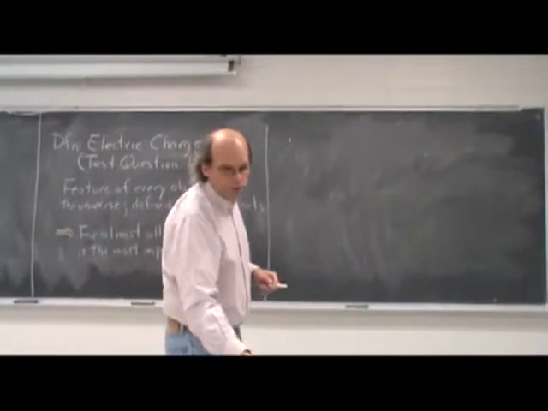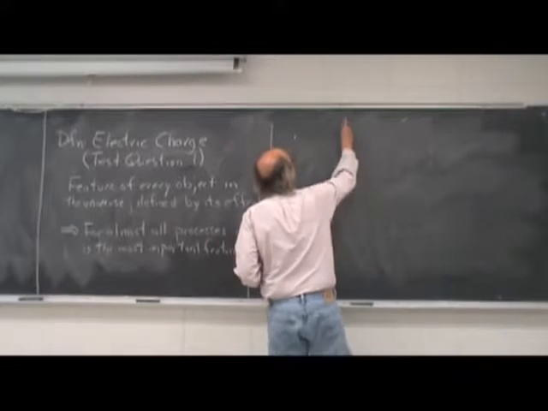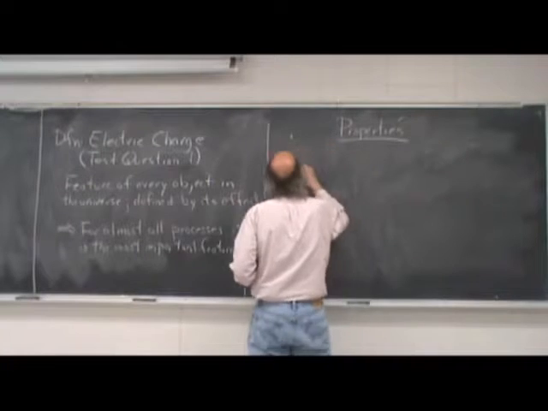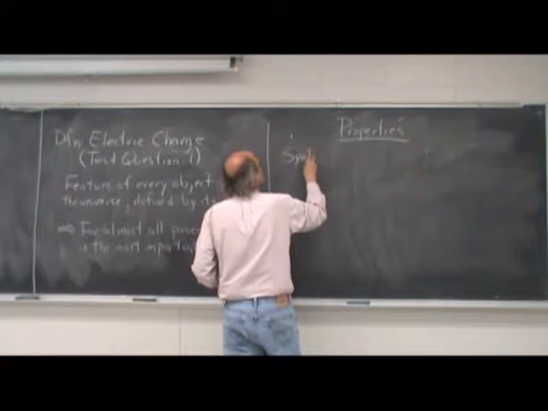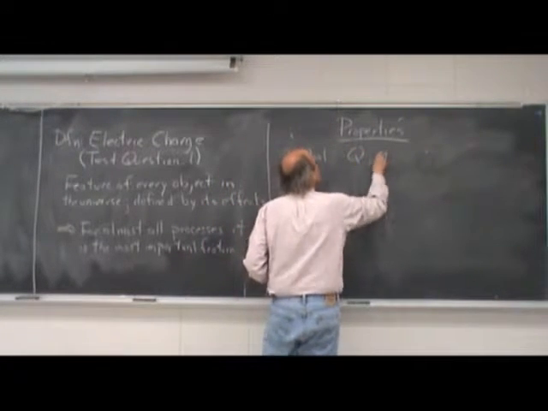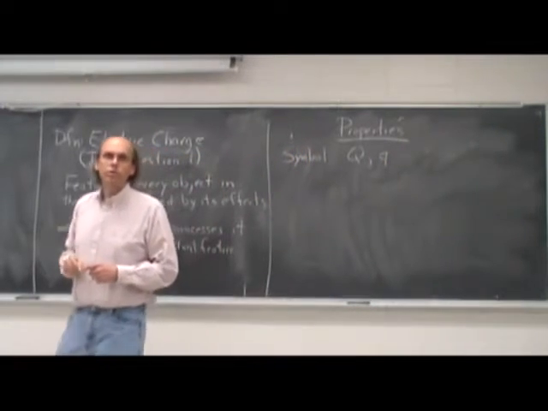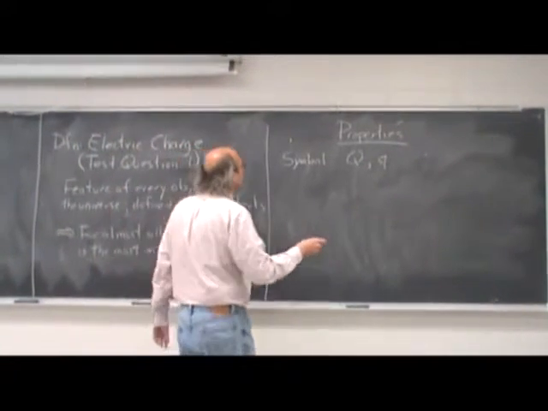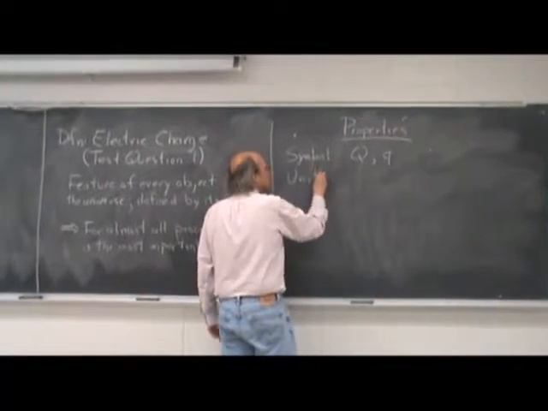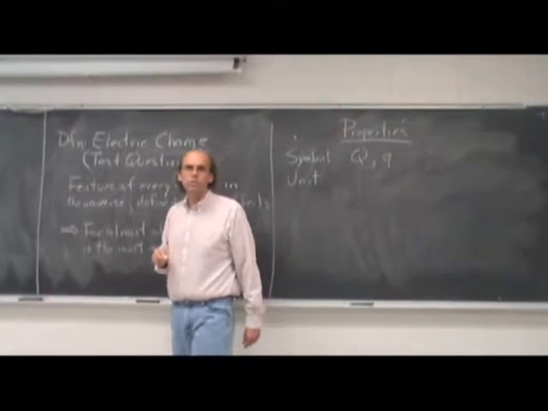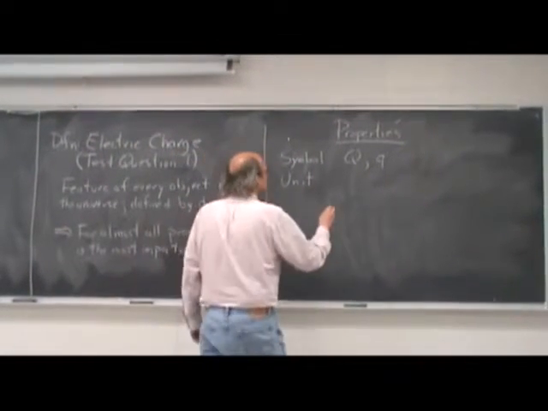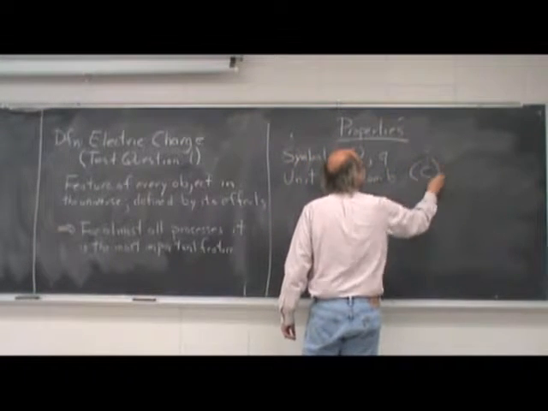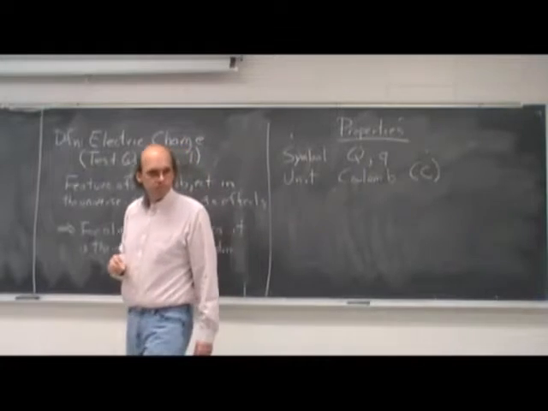All right, so just a few quick properties. We've got a new thing, so we need a new symbol. We'll either use capital Q or little q for electric charge. We'll use them interchangeably. There's no distinction between them. It's a new thing. We can't make it out of meters, kilograms, or seconds, so we need a unit. The unit is coulomb. And we'll use capital C for coulomb.